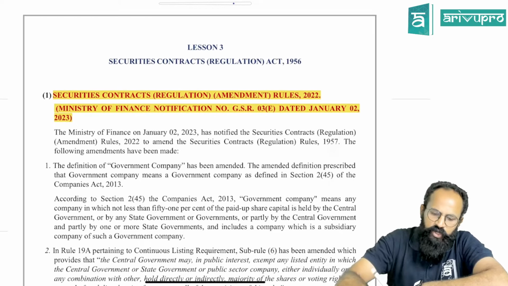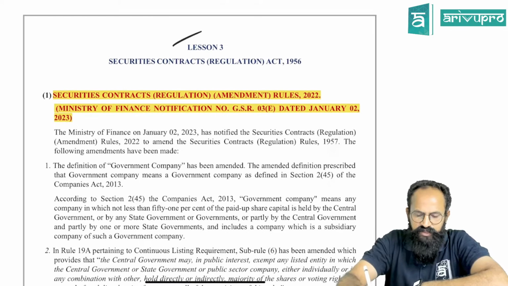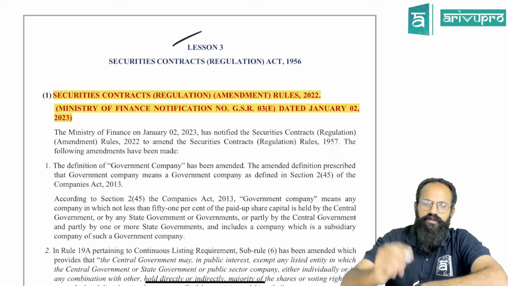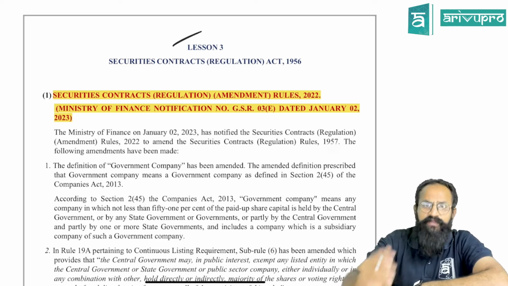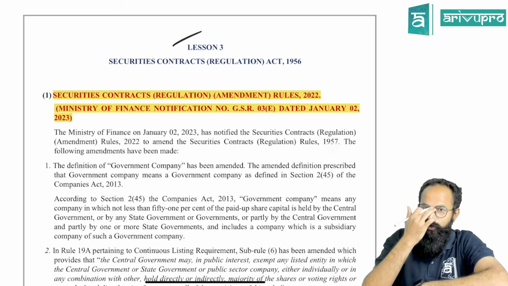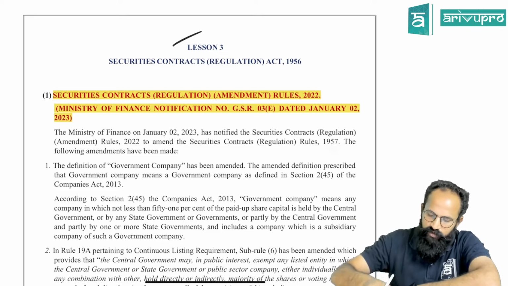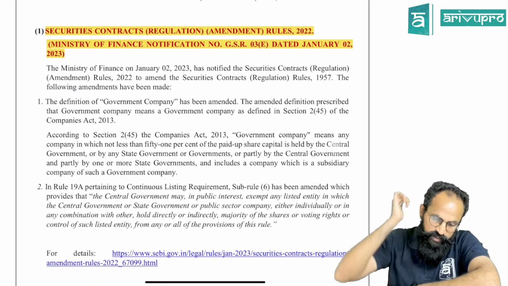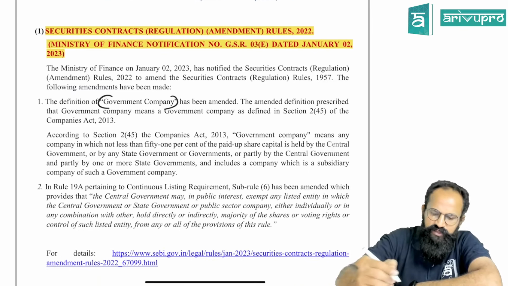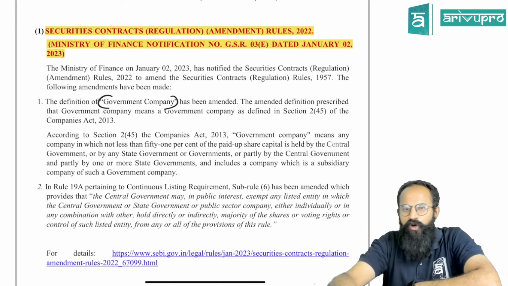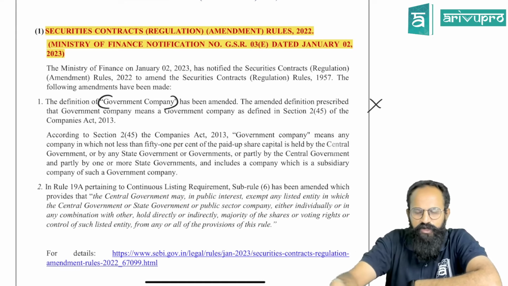The first amendment is in Chapter 3, Securities Contract Regulation Act. And this is applicable for the new syllabus and not for the old syllabus, so keep that in mind. The new definition of government company has been added. From an operational point of view, this is not so important for us.